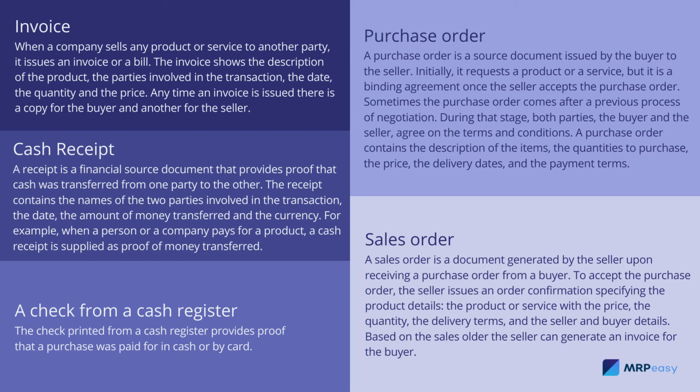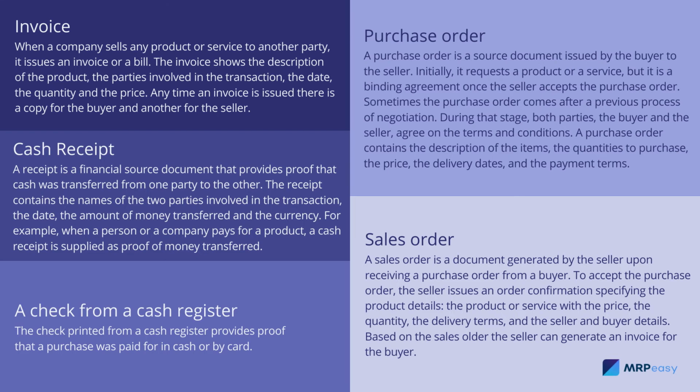Purchase order. A purchase order is a source document issued by the buyer to the seller. Initially, it requests a product or a service, but it is a binding agreement once the seller accepts the purchase order. Sometimes the purchase order comes after a previous process of negotiation. During that stage, both parties, the buyer and the seller, agree on the terms and conditions. A purchase order contains the description of the items, the quantities to purchase, the price, the delivery dates, and the payment terms.